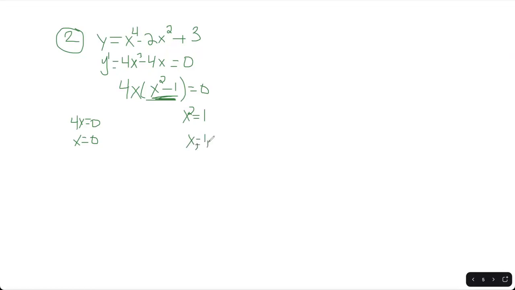Another way you could think about this is you could factor this. If you factored this, it would be x plus 1, x minus 1, which still gives you the values of x equals positive and negative 1. So either way could work on solving this for your critical values. So we have 3 critical values now. And what we'll do is we'll plug those in, but we got to find the second derivative next.